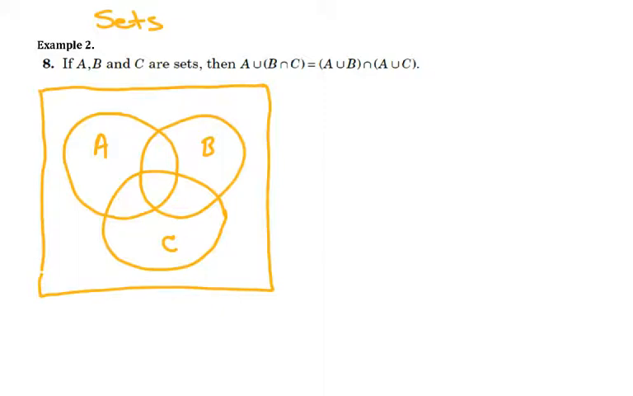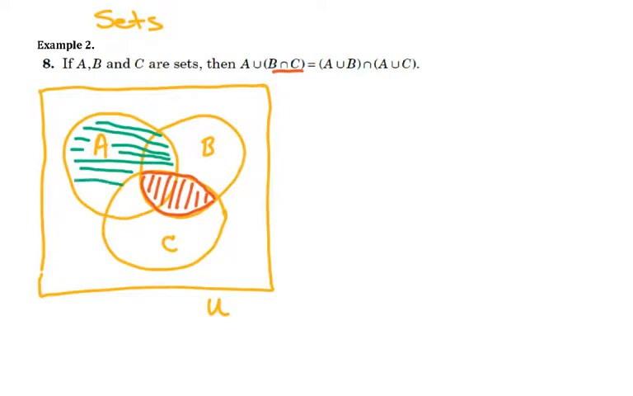So let's shade B intersect C in red. That would be the overlap of B and C. And remember, this is our universal set U. And I'll shade A in green. If you don't have two colors, you can do these things in different orientations, like one vertical, one horizontal.